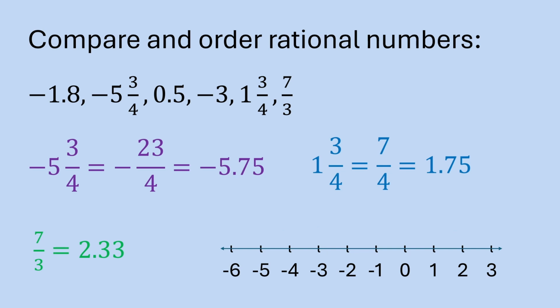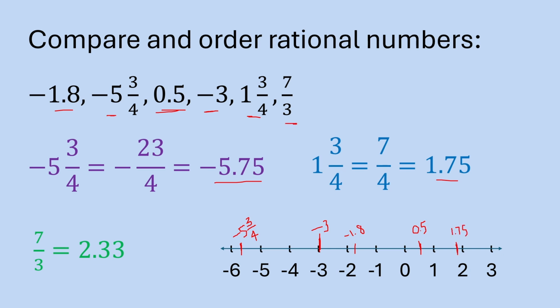We put all numbers on a number line. First number negative 1.8, it will be here. Second number is negative 5 and 3 over 4. Its value is negative 5.75. On a number line, this value is here. Next number is 0.5. Here positive 0.5. Next is negative 3. It is here. Fifth number is 1 and 3 over 4. Its value is 1.75. Here positive 1.75.